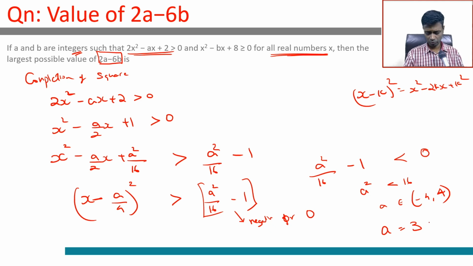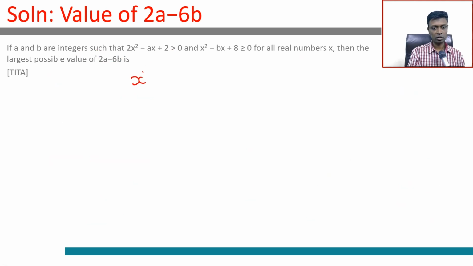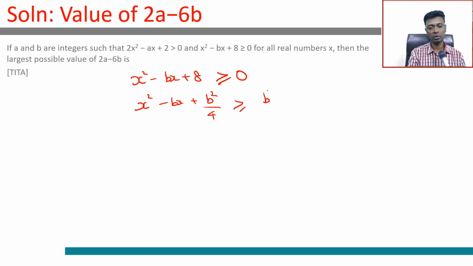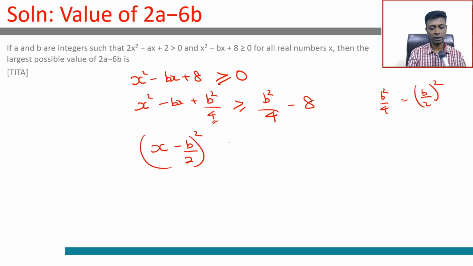So I'll jump in and do the same thing for b. x² - bx + 8 is greater than or equal to 0. Wonderful. This is greater than or equal to here. This is x² - bx + b²/4 greater than or equal to b²/4 - 8. Why are we adding b²/4? b²/4 is (b/2)². 2 times b/2 is b. So this becomes (x - b/2)² is greater than or equal to b²/4 - 32/4.